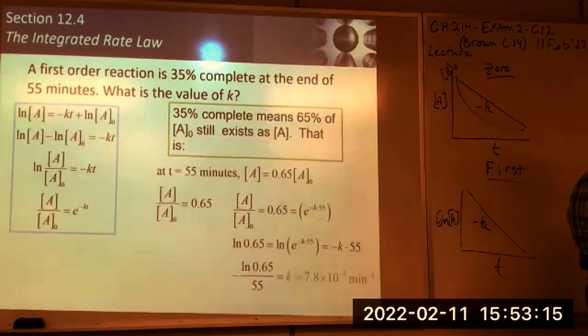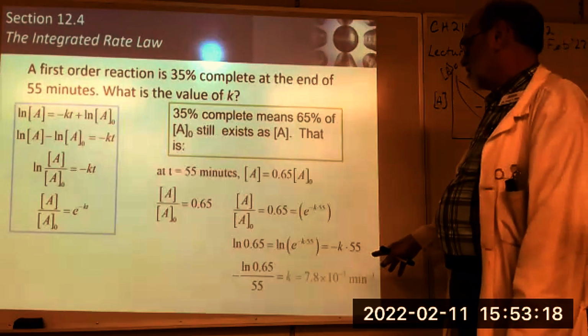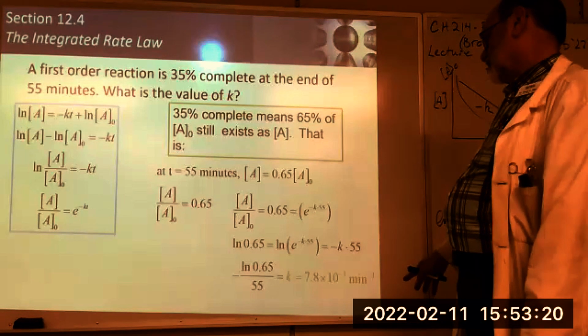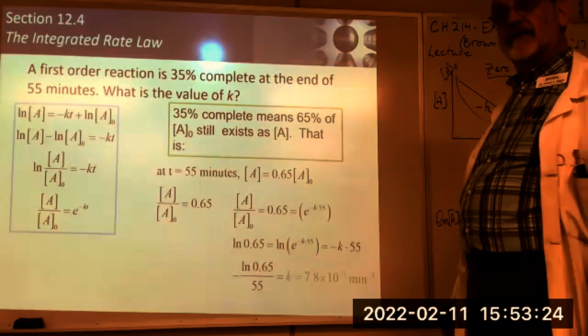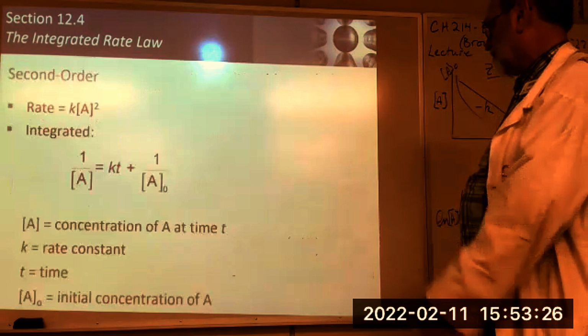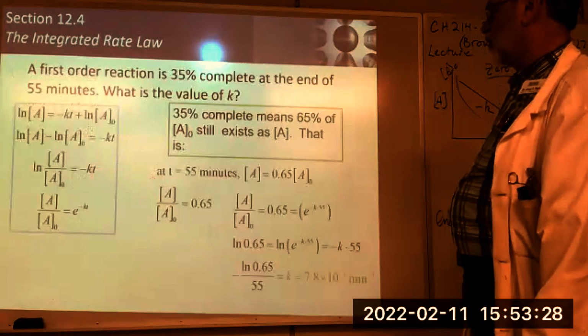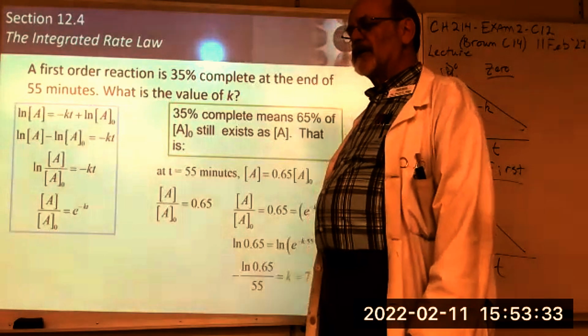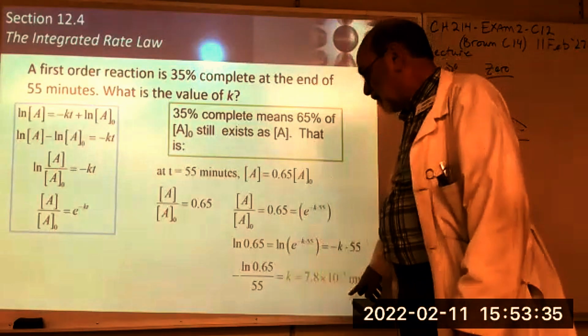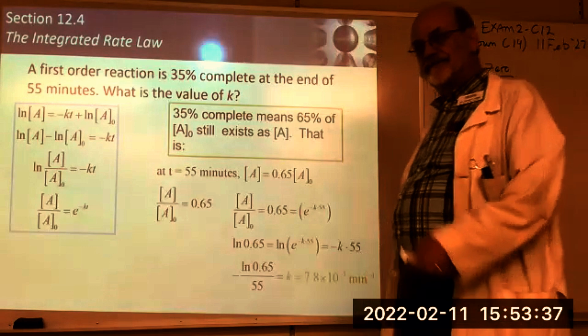And now that we know K, we could calculate the half-life. We can do the bottom one. Well, that wasn't the question. But if we put 0.693 divided by this number, that would be the half-life.